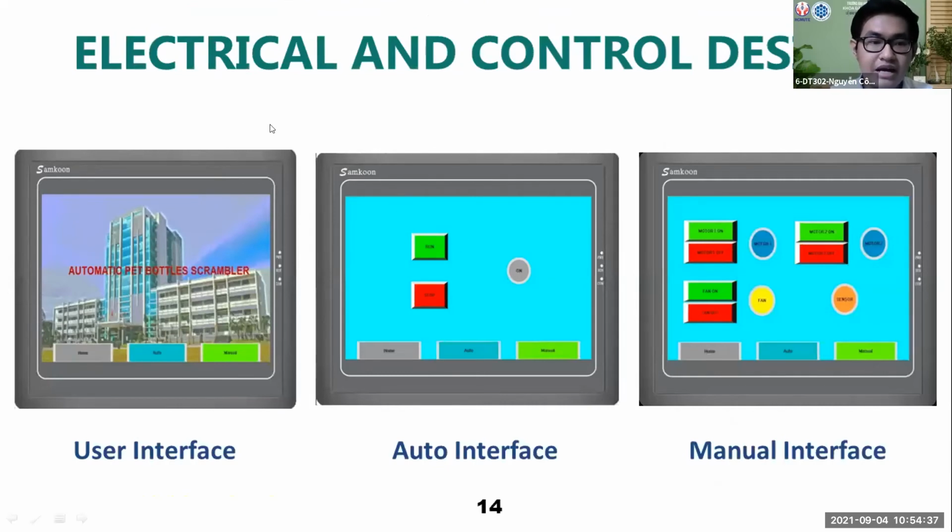This is our HMI monitor interface. The first one is the user interface. We have the auto and the manual interface. In the auto one we only have run and stop. We push run and every component in the machine will operate. We can push stop to shut down the machine. For the manual, we have 3 separate components: the main motor, the secondary motor, and the fan. Each can be opened and closed separately.